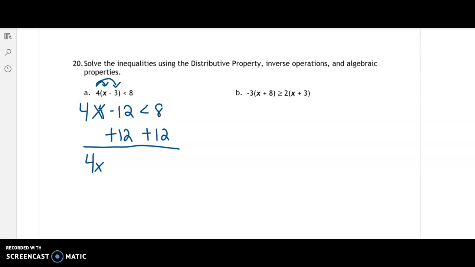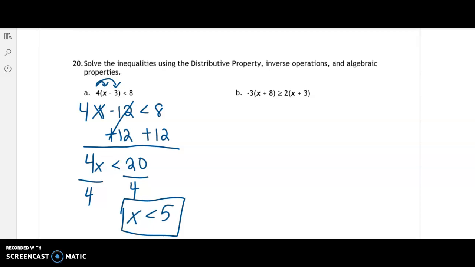Here I have 4x. These cancel. 8 plus 12 is 20. Divide by 4. x is less than 5. All right, and notice we did not divide or multiply by a negative, so the symbol stays the same. We do not flip it.